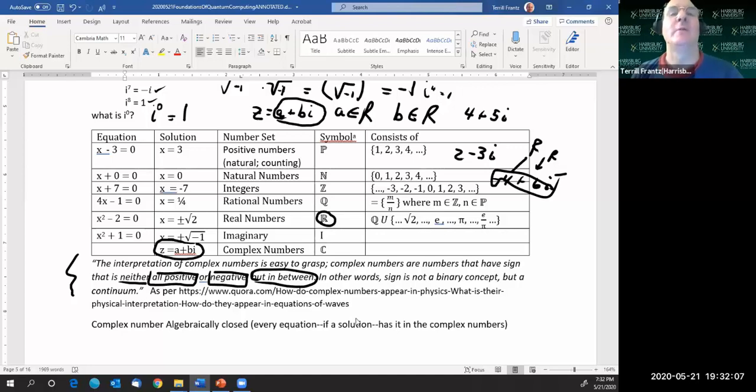You know where I'm going with this, AKAs. In other words, sign is not a binary concept, but a continuum. So it just kind of reeks of superposition, which I'm sure most of you, if not all of you, have heard about. And I'm just really curious, I want to delve into this a little bit further, the tie-in between complex numbers in general and physics' use of superposition and all that good stuff.